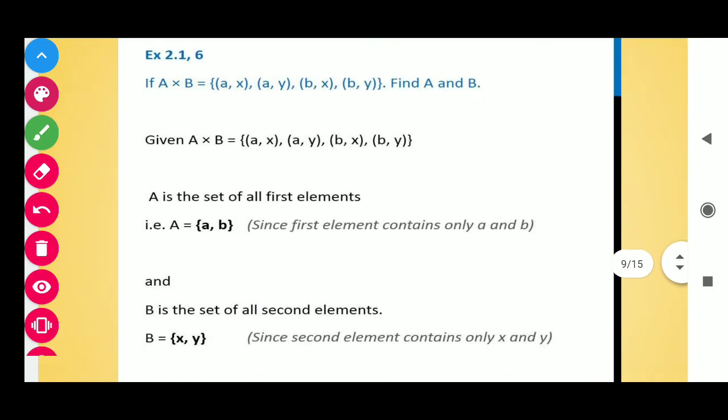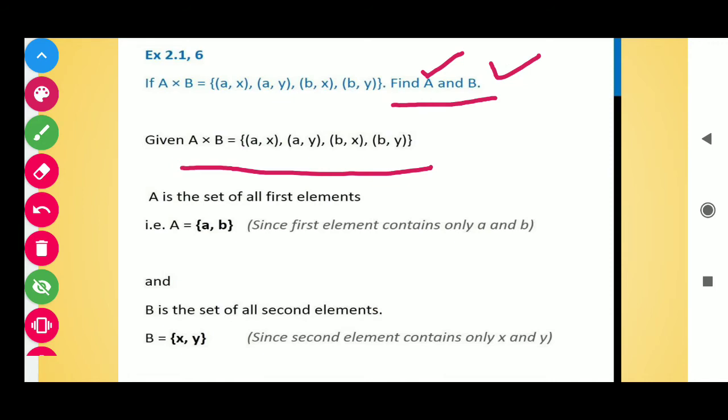Question number 6. If A cross B is equal to {AX, AY, BX, BY}, these 4 ordered pairs in this Cartesian product, here we have to find the sets A and B. So students, given is A cross B and we have to find the sets A and B. And you can notice here that A is in the first position, so in all the ordered pairs, those elements which occupy the first position belong to the set A, and those elements which occupy the second position belong to the set B. In this way we get A and B.